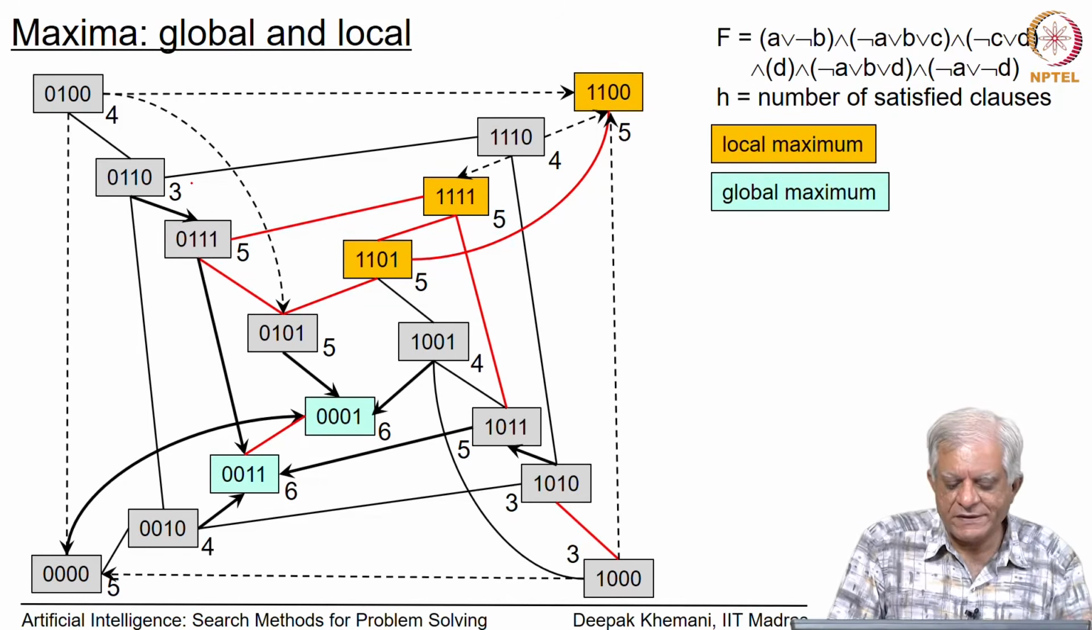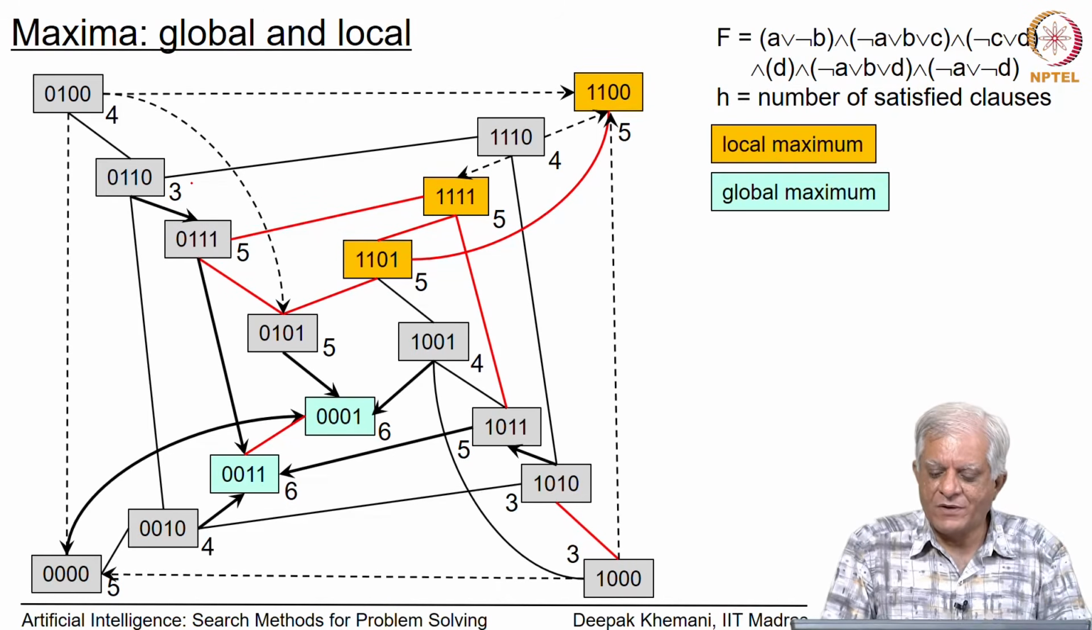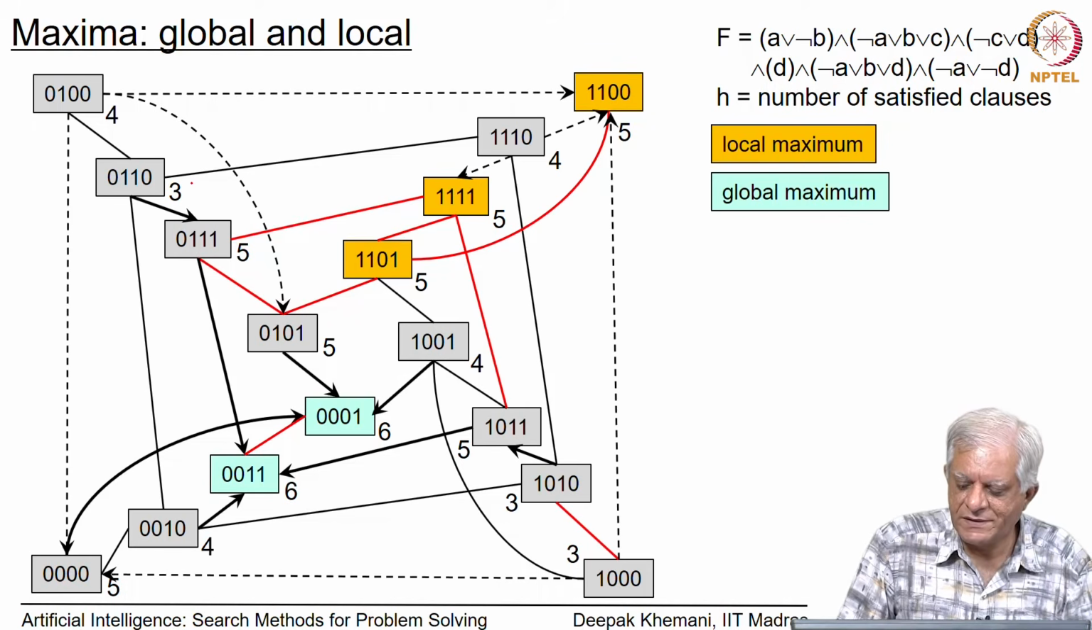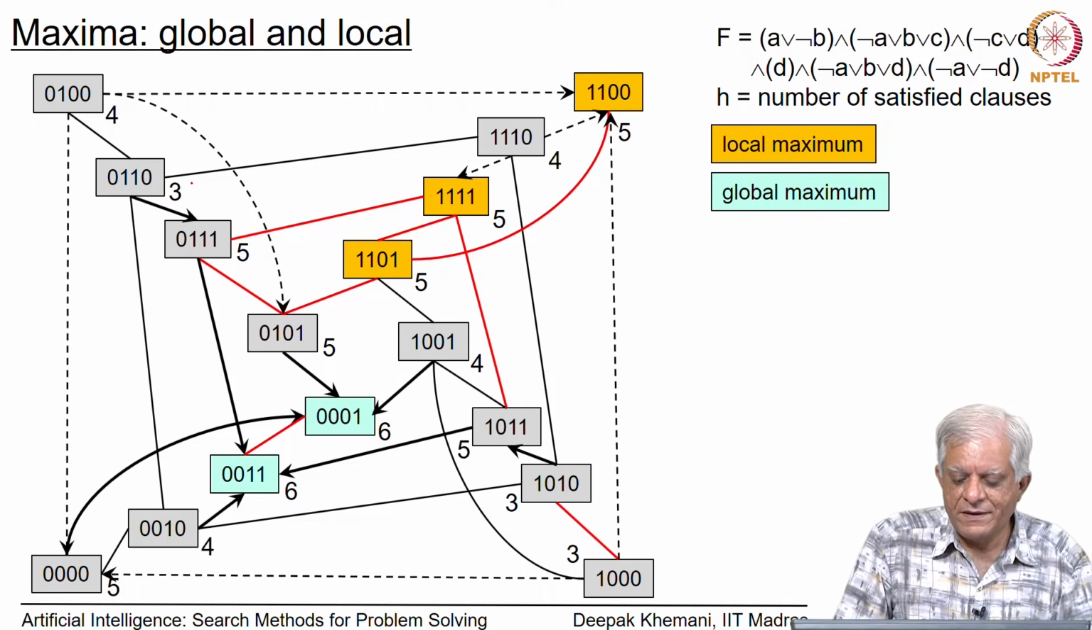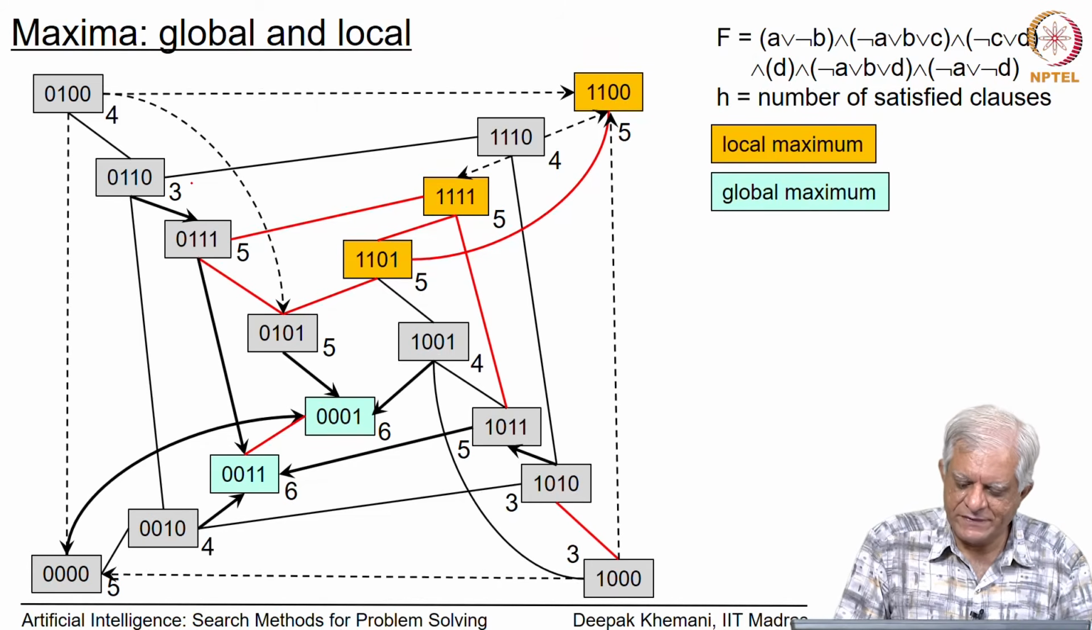So, if you now look at this diagram in which we have colored some nodes, the orange nodes are local maxima. You can see that there are 3 of them, all of them with value 5, and that is because all their neighbors are either equal to 5 or less than 5 essentially. But we also have 2 green nodes which are the global maxima, whose value is 6, which is a solution that we are looking for in this particular SAT problem.